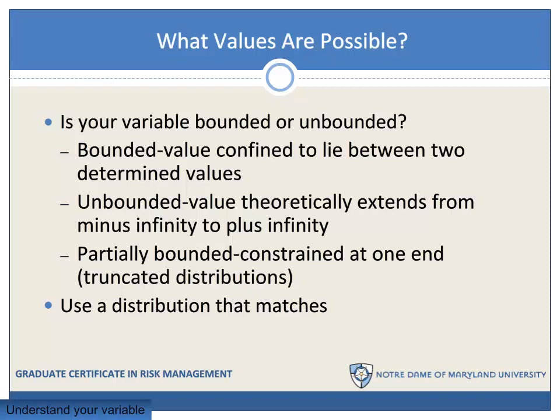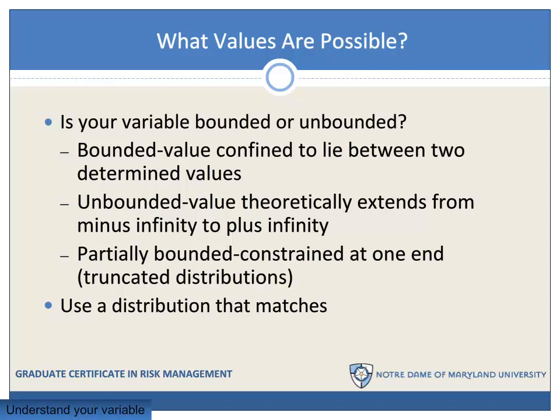Finally, we have partially bounded. Some variables are constrained at one end. Let's talk about the size of a rock. It can't be less than 0. If we get very small, we consider a tiny grain of sand. If we define a tiny grain of sand as a rock, it's going to be very close to 0, but it can't be less than 0. But it might go off into infinity. So there will be some values that are going to be partially bounded. And actually there are quite a few. There are many things in nature that can't have negative values, but that can have almost limitless positive values.